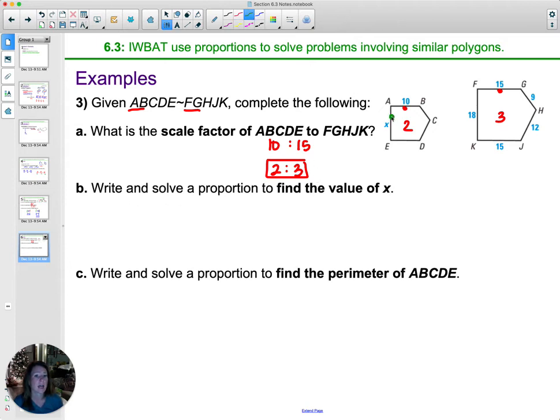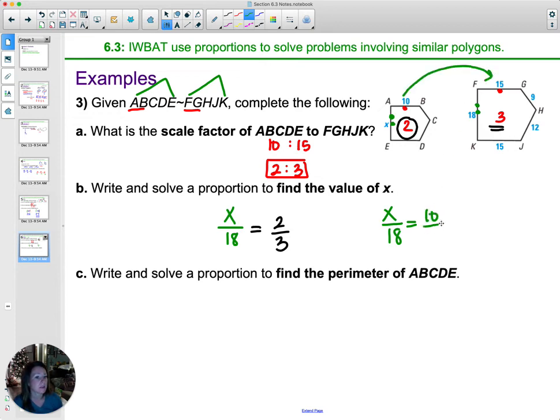So here's the side that has x, that's AE. It's going to go with FK. So I'll set up a proportion. So x compares to 18, just like 2 compares to 3, because that's the scale factor. If you haven't found the scale factor yet, again, you can go x to 18 and then go 10 to 15, because 10 over 15 is the same as 2/3.